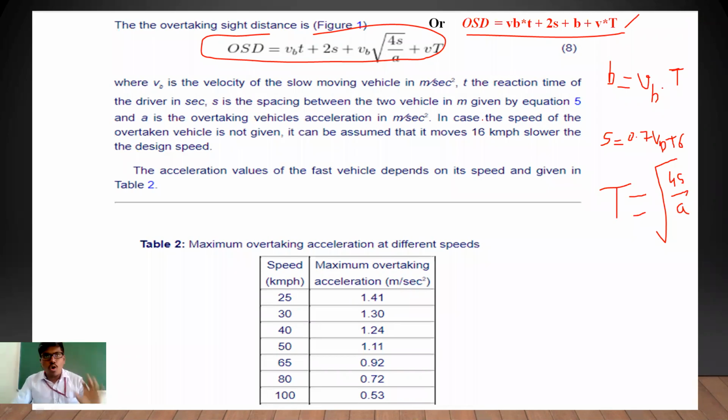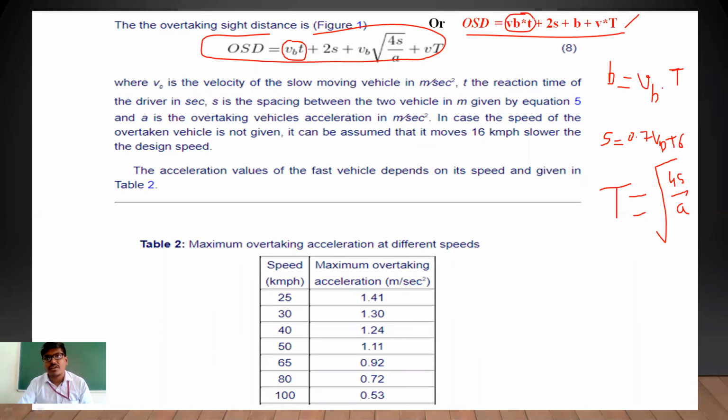So while doing the problems on overtaking sight distance, try to get the individual components D1, D2, D3 and do the numerical examples. That will be helpful, rather than taking the OSD formula directly, which may confuse you. First determine the D1 component, next determine the D2 component and then the D3 component. So this is the D1 component. Better I will explain here. Yes, this is the D1 component.